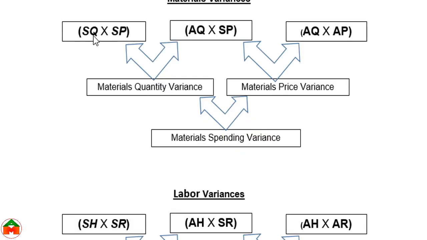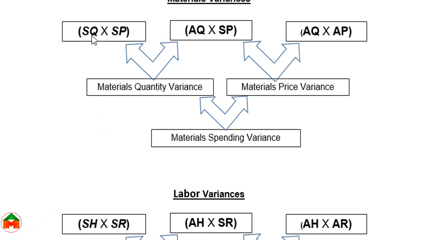Here we can apply the same formula to find out the labor variances. You can see there is a similarity between the formulas. Here we have standard quantity, and here standard hour. So if we replace the quantity by hour, we will get the formula for labor variances.